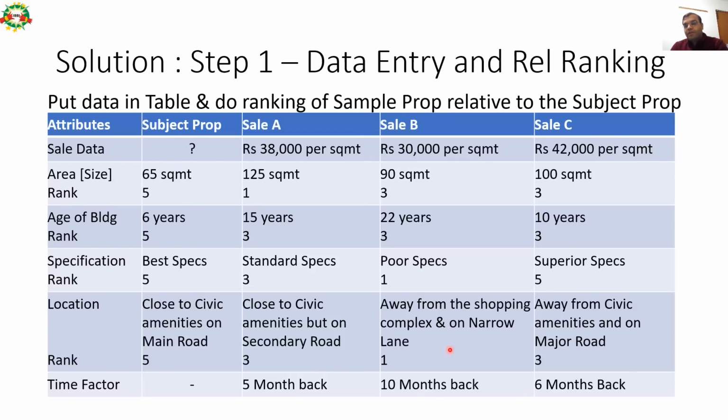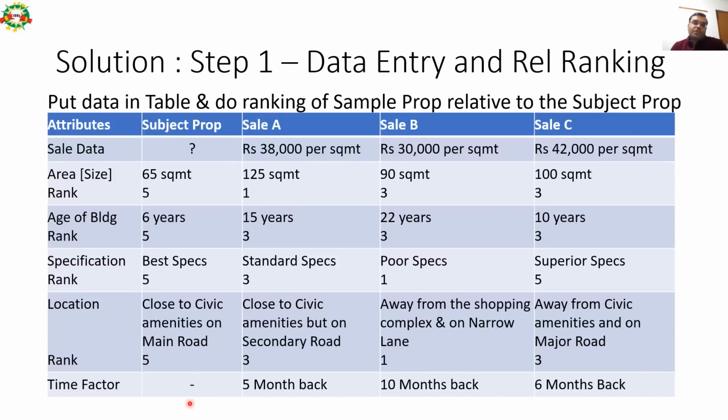In case of property B, it is away from the shopping center and on a narrow lane, so both factors are negative. It is a poor location, so we can give it a rank of 1. Property C is away from civic amenities but is on a major road, so out of 2, one factor is good. Sale instance 3 is of average location, and we can give rank 3 to this property.